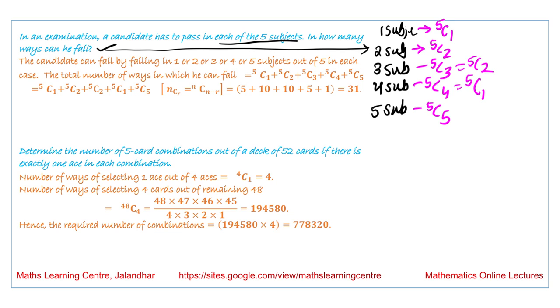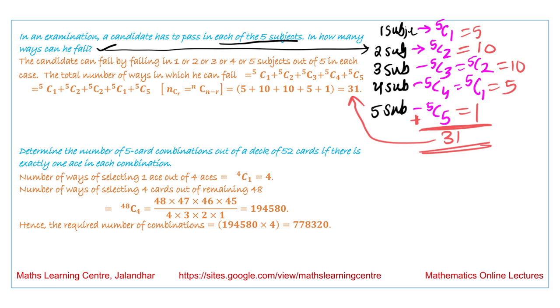So the total number of options we have is the sum of all these values. The answer in the first case is 5, in the second case it is 10, this is 10, this is 5, and this is 1. So the total number of options we have is 31. So there are a total of 31 ways in which he can fail.